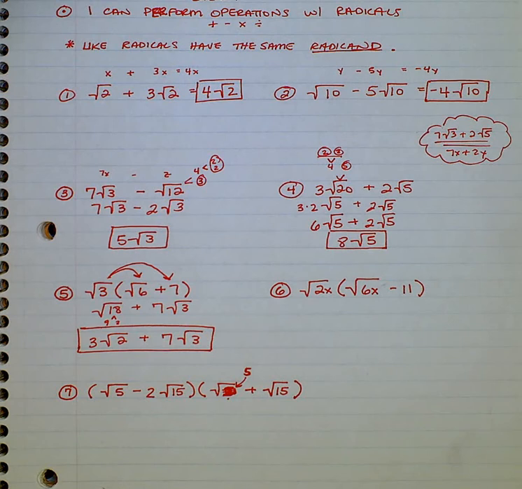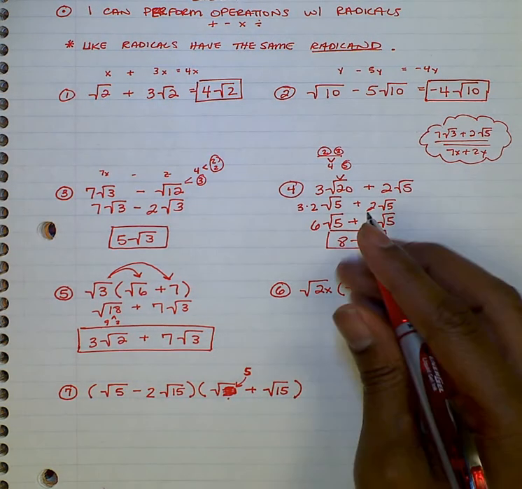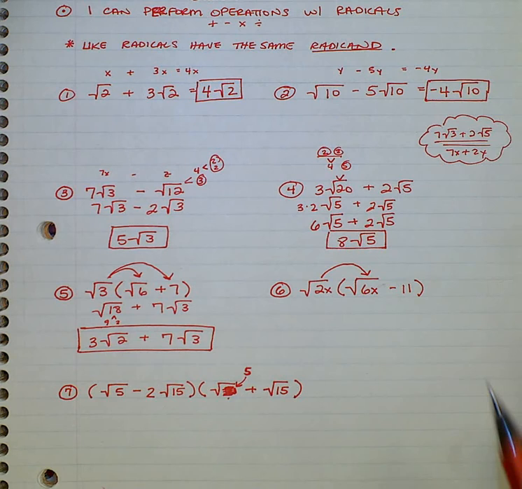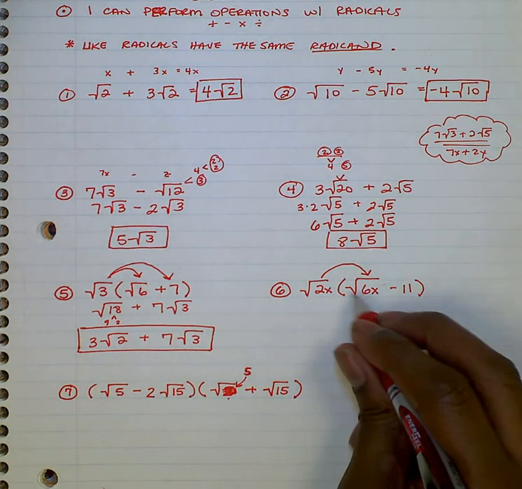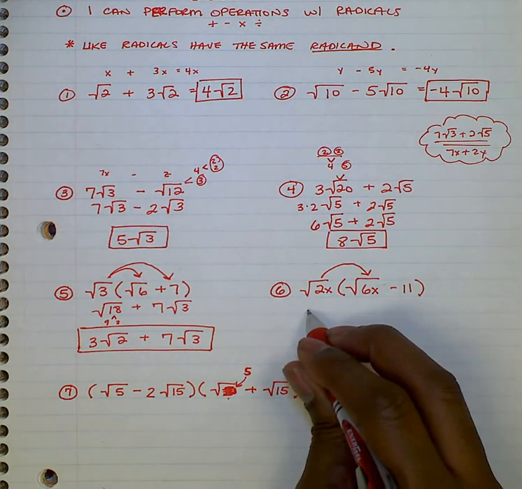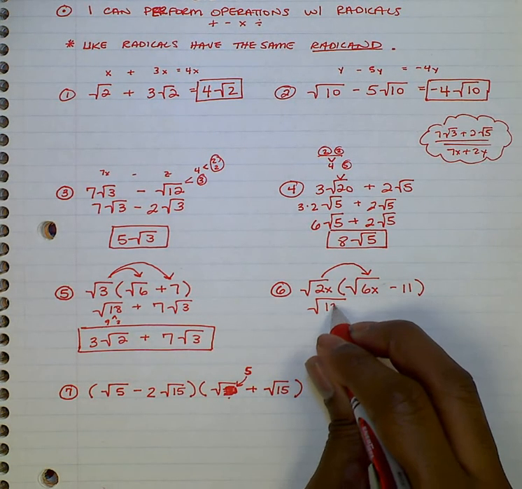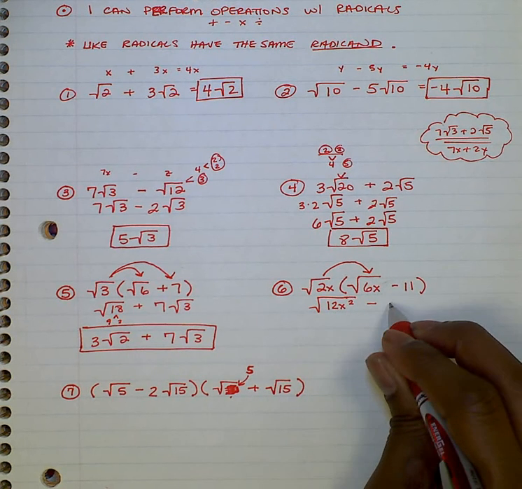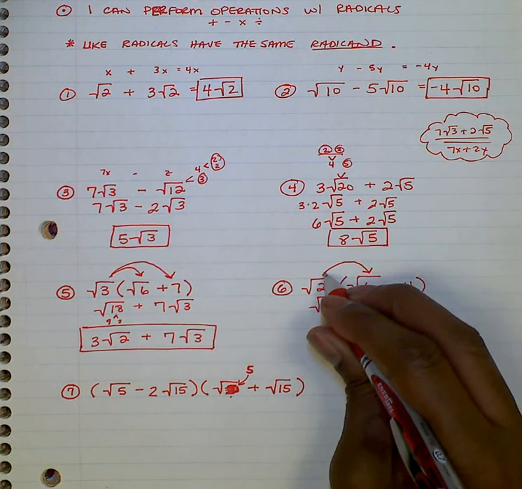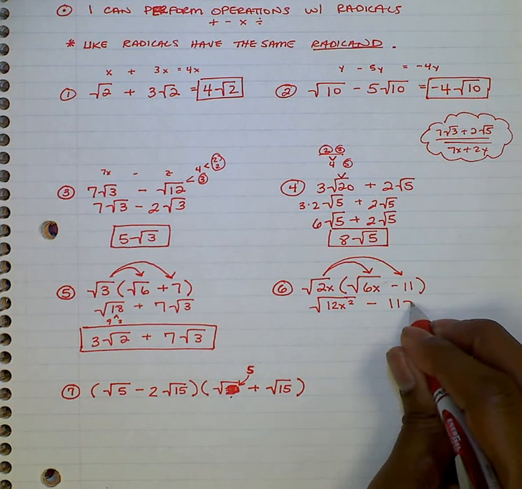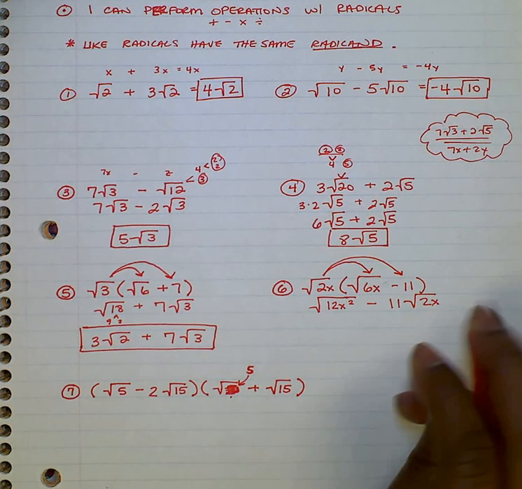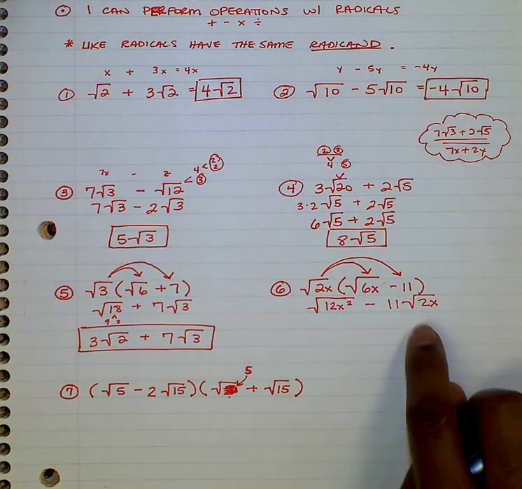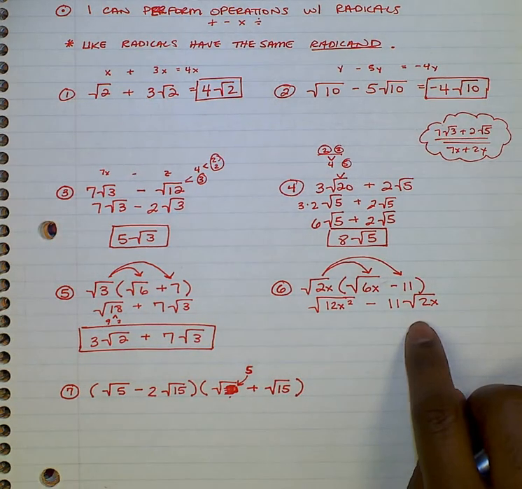Okay. Alright, number 6, we'll do the same thing. Radical 2x times radical 6x. When I multiply those, these are both inside, so I have radical 12x squared minus 11 radical 2x. Okay, outside times inside, we don't mix and match, they just stay the same. Okay, kind of put them together.